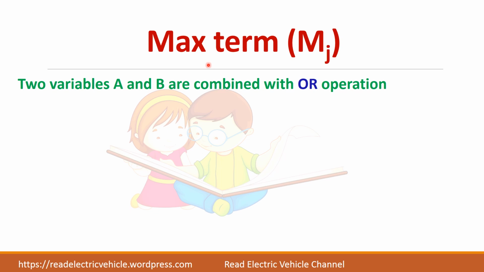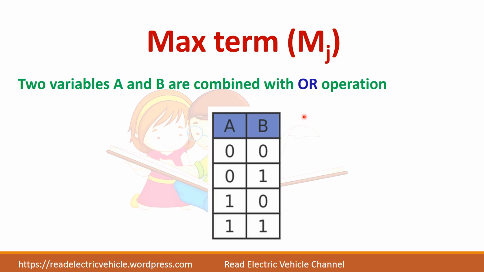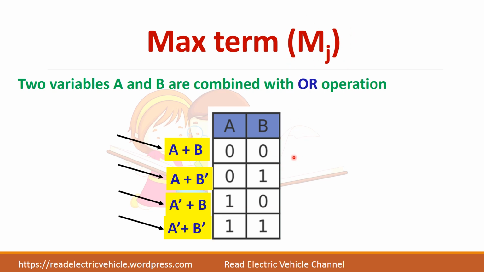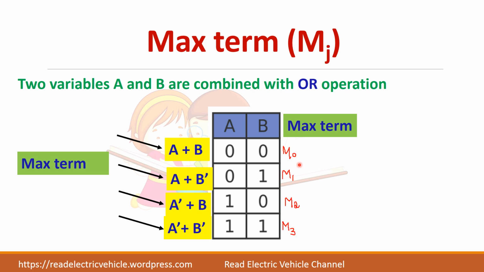Next we will see what is Maxterm. When these two variables are combined with the OR operator, OR operator means plus symbol, so A plus B. You have to remember here that 0 should be taken as A, not A dash. So 0 is A plus B, then A plus B dash, A dash plus B, and A dash plus B dash. For Maxterm, capital M is used: M0, M1, M2 and M3.